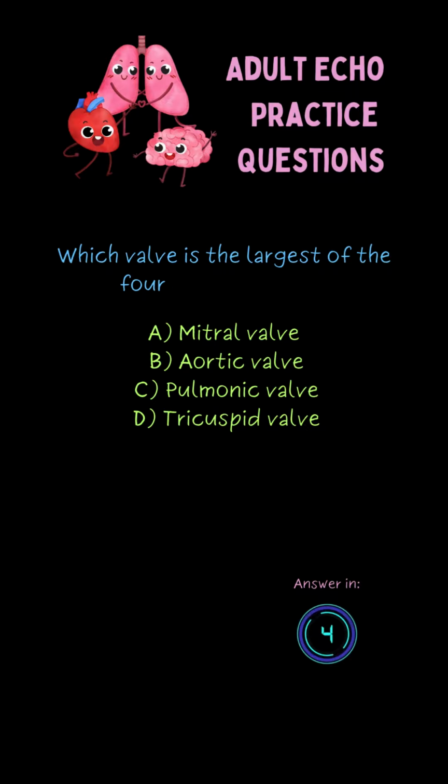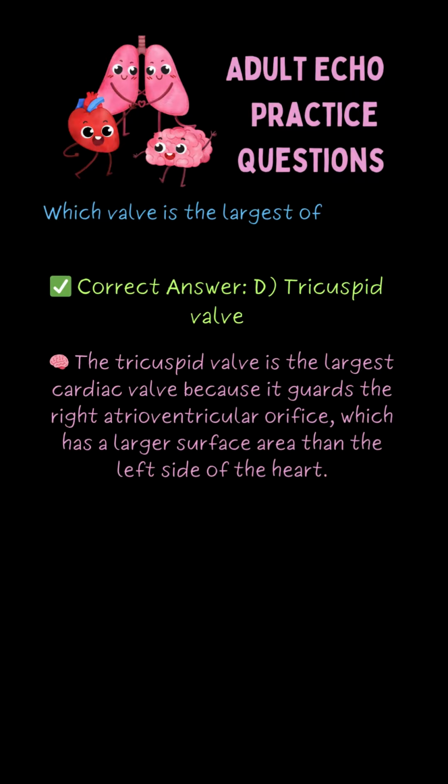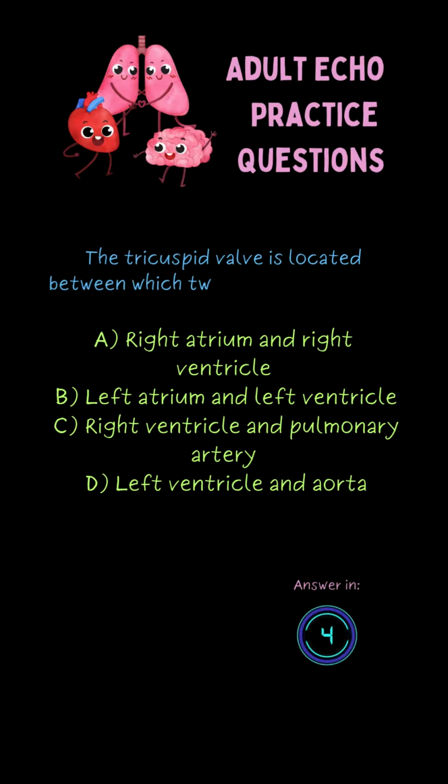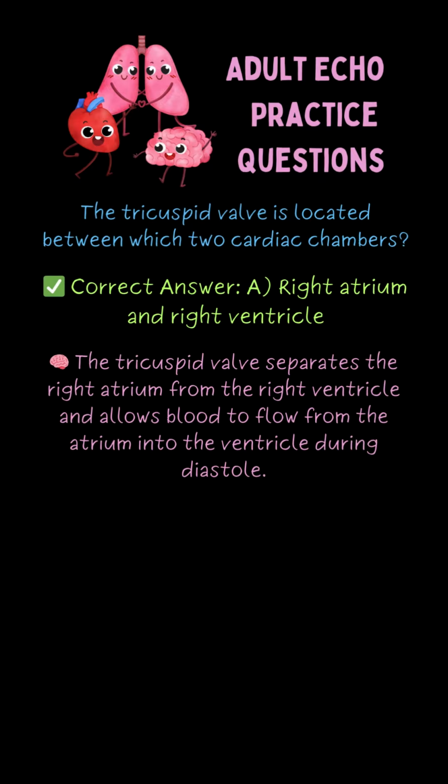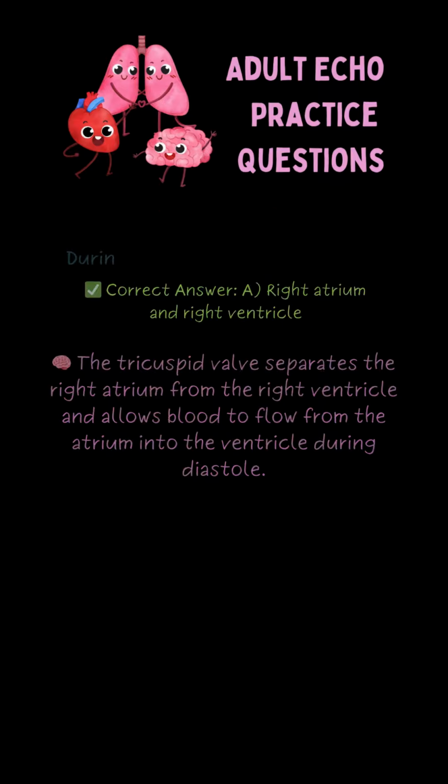Which valve is the largest of the 4 cardiac valves? D. The tricuspid valve. The tricuspid valve is not only the largest of the valves, it's also the most inferior valve. The tricuspid valve is located between which 2 cardiac chambers? A. The right atrium and the left ventricle. How I remember this is tricuspid has an R, which indicates the right side.